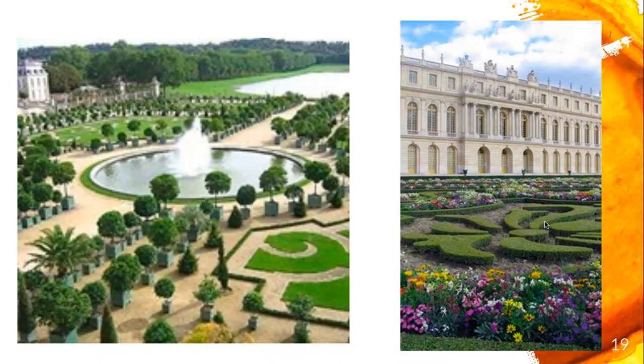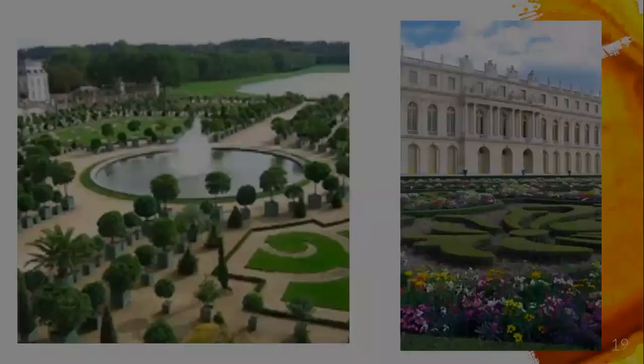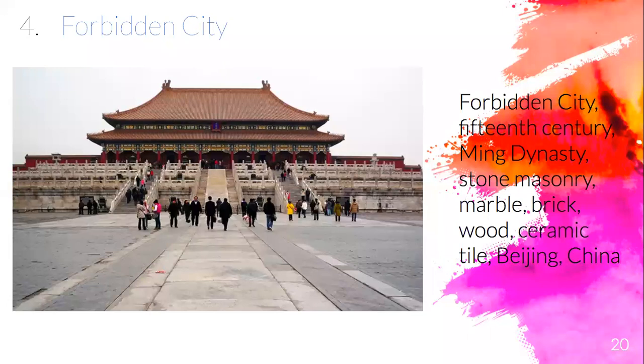Here, the Palace of Versailles was used to propagandize Louis XIV's power and his control over not only nature, but the people in France of the time. Our next work of architecture is the Forbidden City. Created in the 15th century under the Ming Dynasty using stone masonry, marble, brick, wood, and ceramic tile, located in Beijing, China.